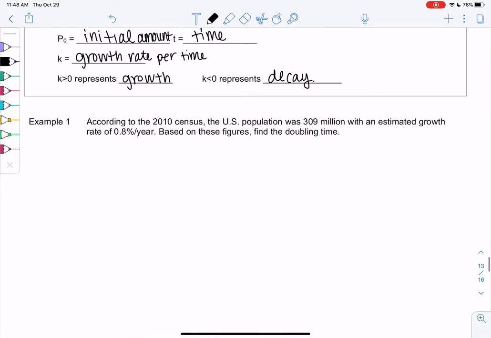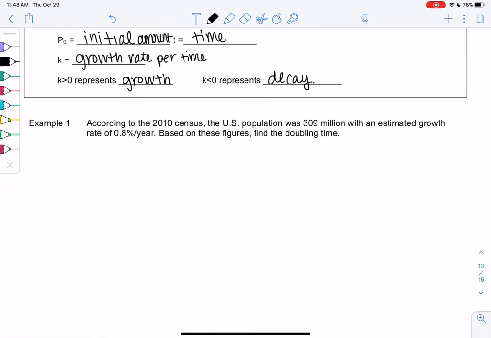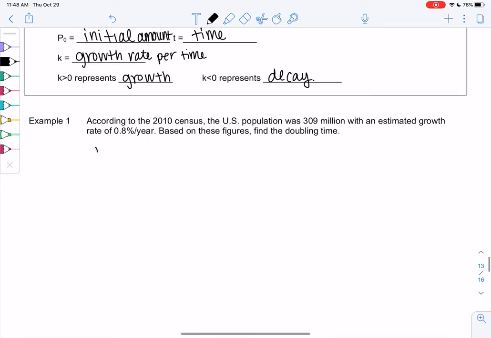So let's check out some examples to do this. Example one: in 2010, according to the 2010 census, the US population was 309 million with an estimated growth rate of 0.8% per year. So let's find the doubling time. So first we need to find an exponential equation.